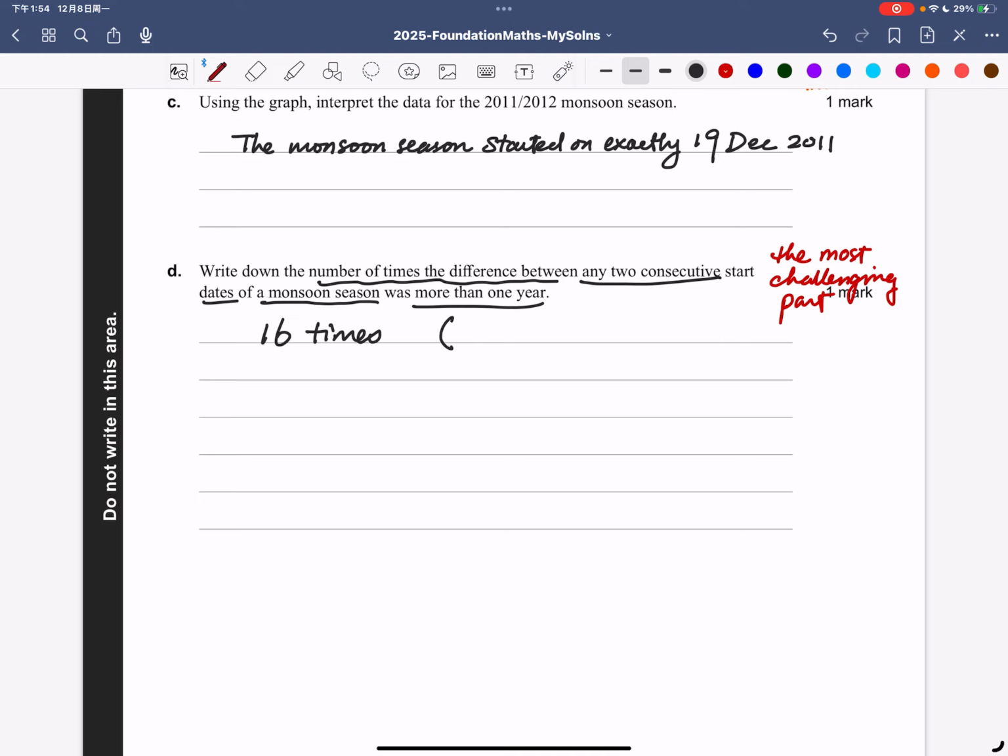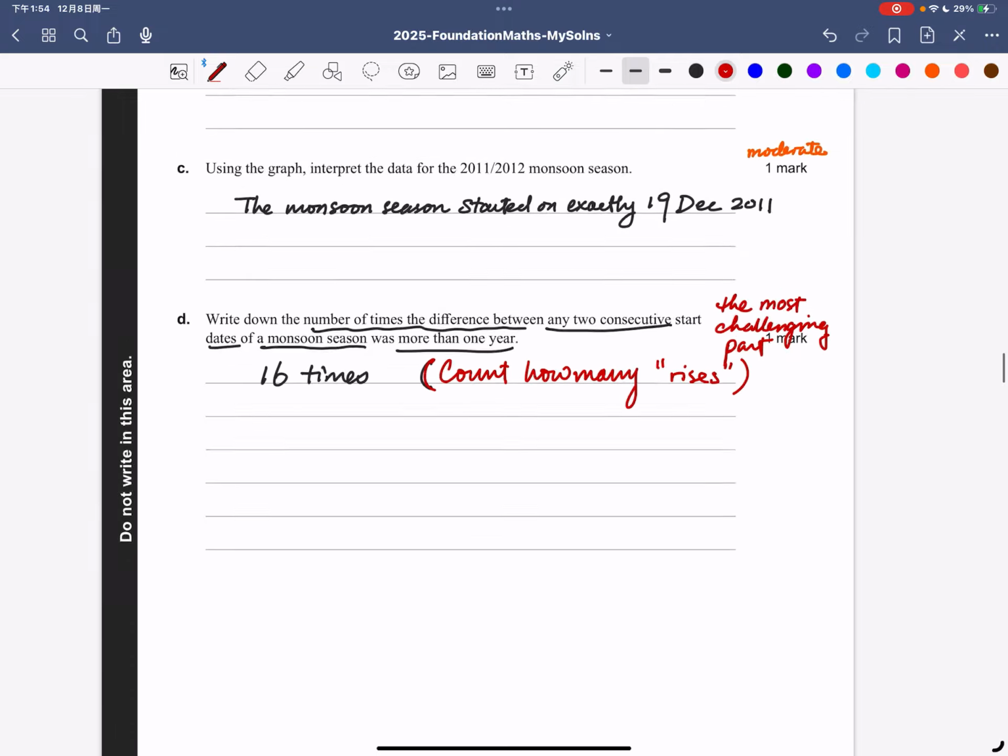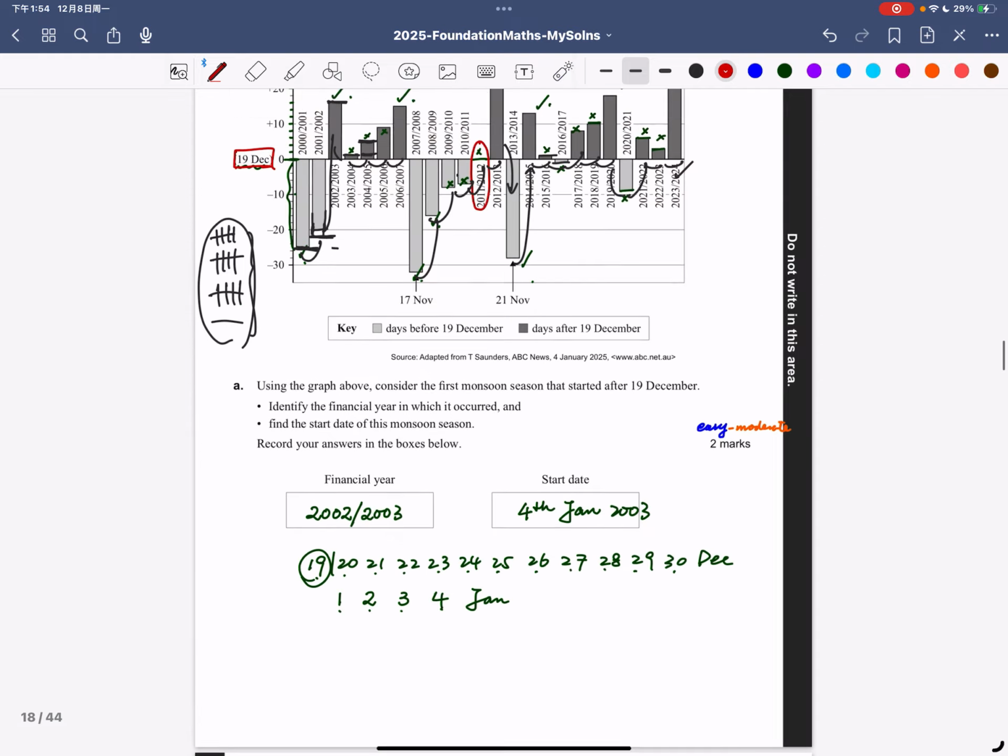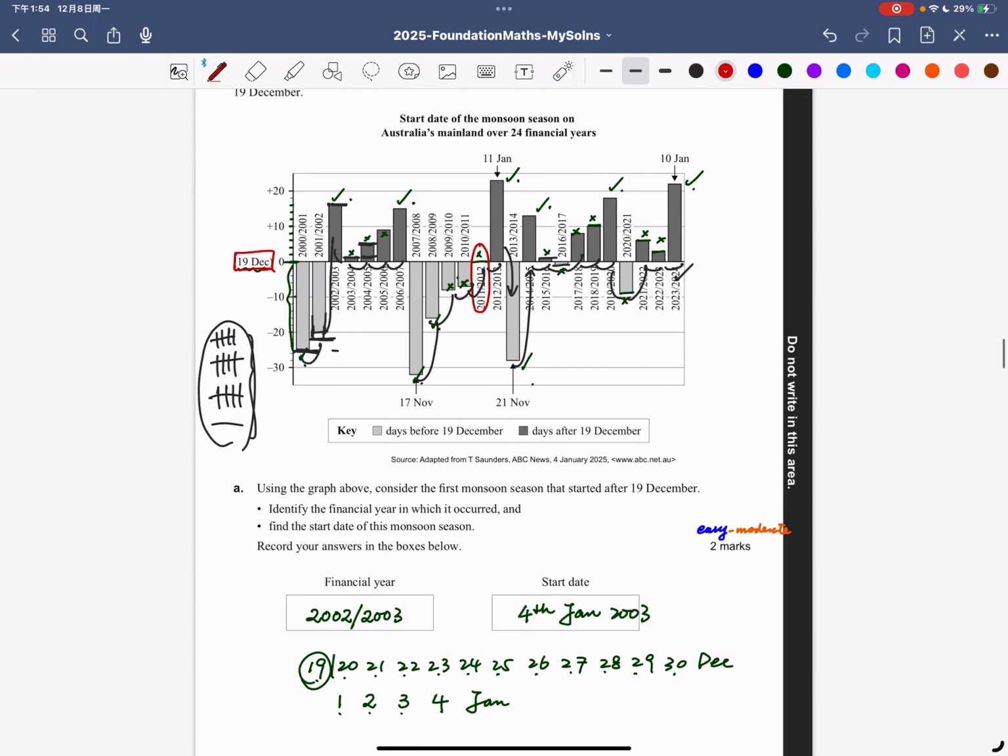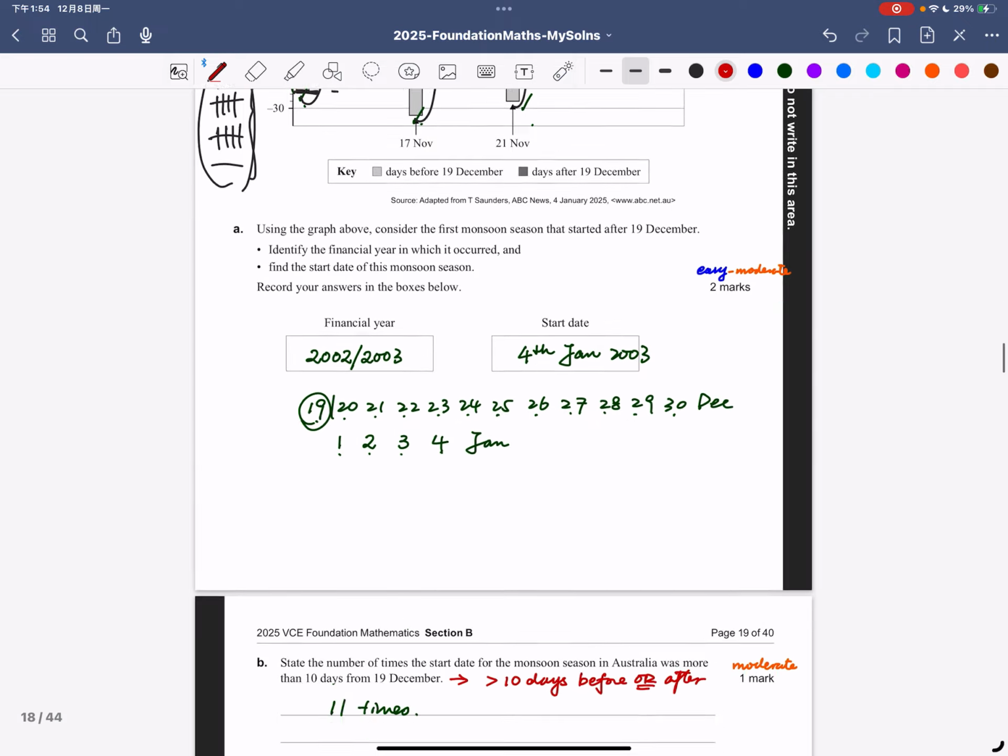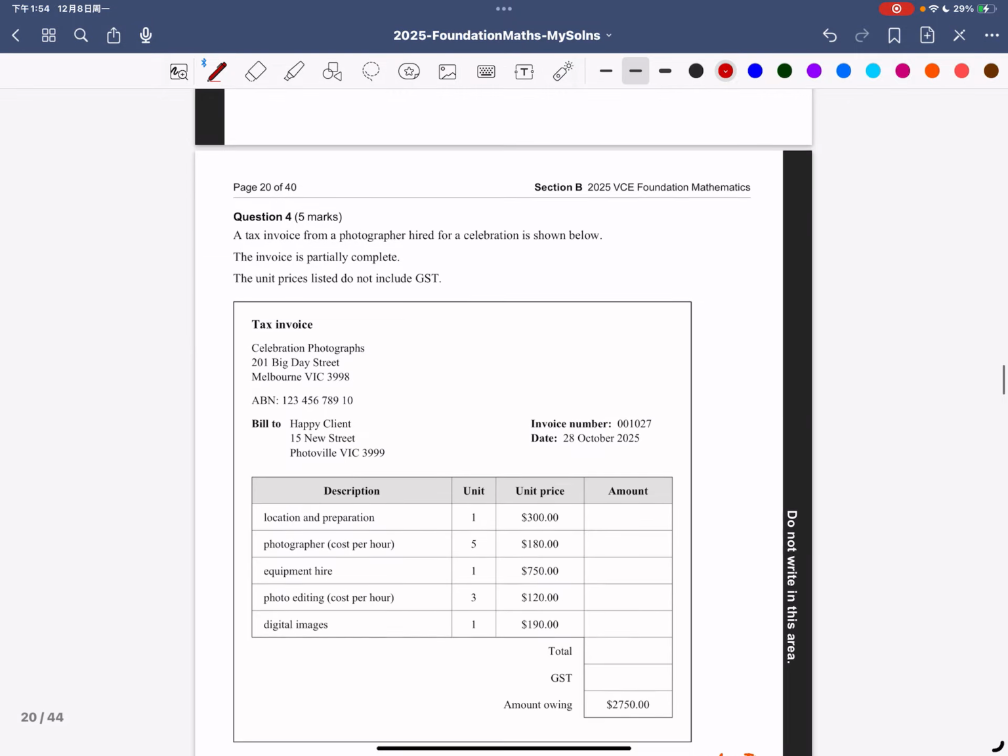The key is to count how many times it rises, okay? Well, hopefully my explanation makes sense. This is how I would interpret the question, and I use some interpretation of the graphics. Anyway, let's move on and have a look at another question.